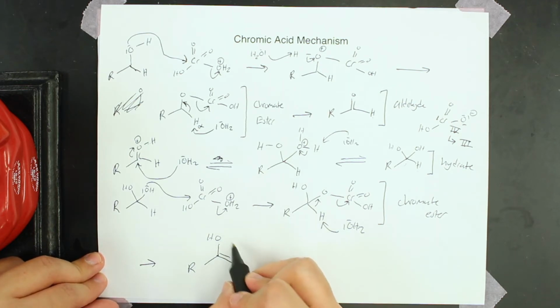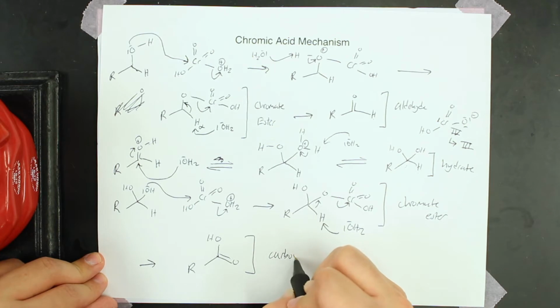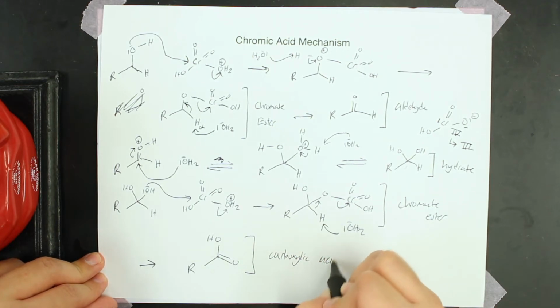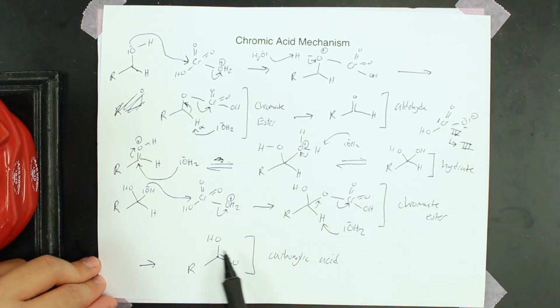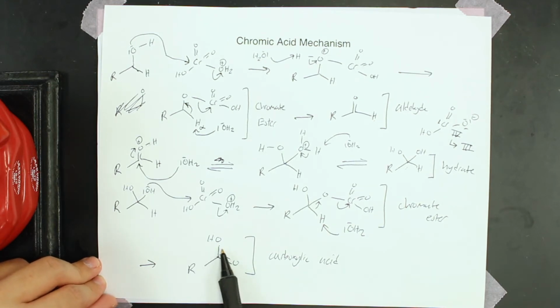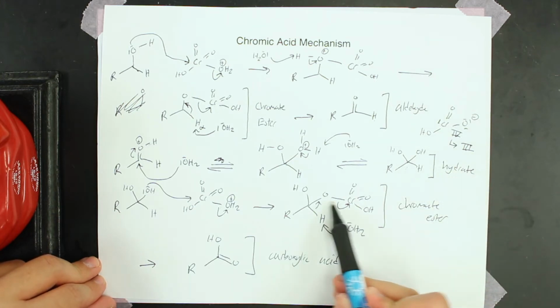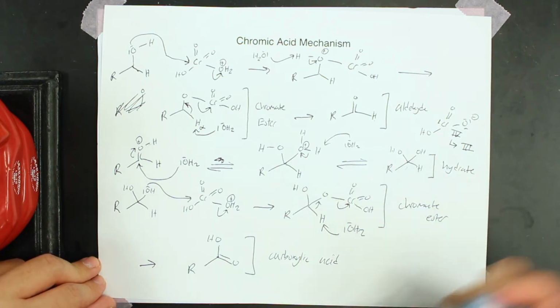Now it's drawn a little awkwardly here because the carbonyl is pointed down, but this is now a carboxylic acid. Okay, so now you can see how aldehydes become carboxylic acids in the presence of chromic acid. So pretty neat mechanism with this chromate ester. This step is very interesting, how it steals these electrons.